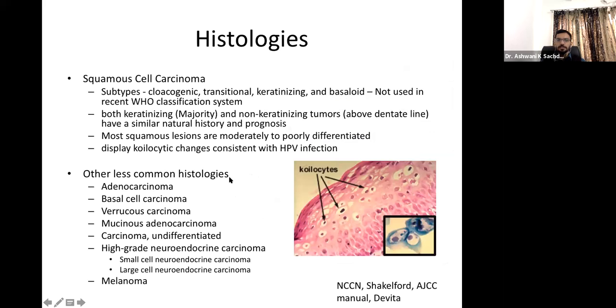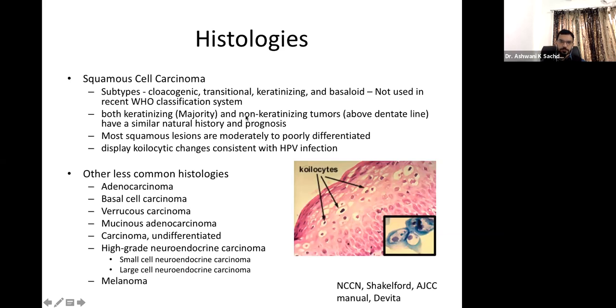So various histologies in the anal canal carcinomas. Most common is the squamous cell carcinoma. It used to be defined into various subtypes, but they are now obsolete. They are not used in the WHO classification. They included cloacogenic, transitional cell, squamous cell carcinoma, keratinizing type, basaloid type. They are not used nowadays, because all the keratinizing, non-keratinizing types of squamous cell carcinoma have a similar natural history, and the prognosis is also the same.